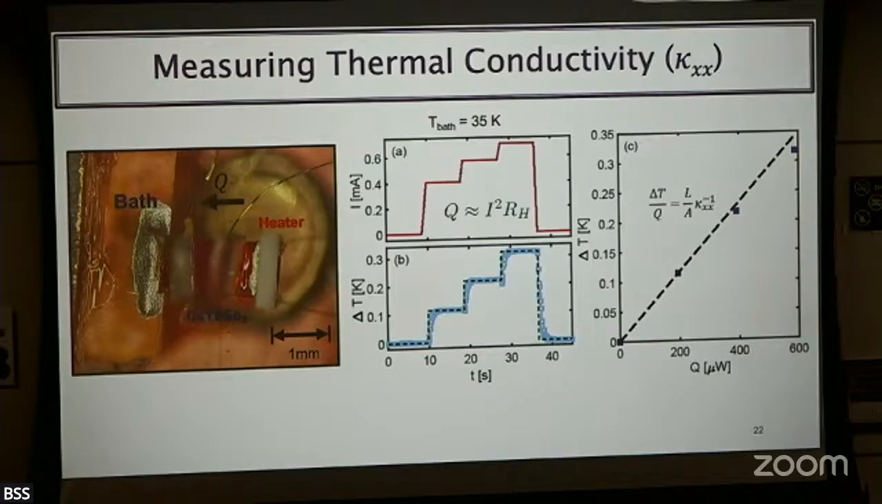The reason we don't use AC is you can see here at 35 Kelvin that the equilibrium time is on the order of 1 to 5 seconds. So if we were using an AC measurement, the AC period has to be on the order of 10 seconds, which is like 100 millihertz. And we tried those, and the 2 omega signal at that low frequency was very hard to measure.